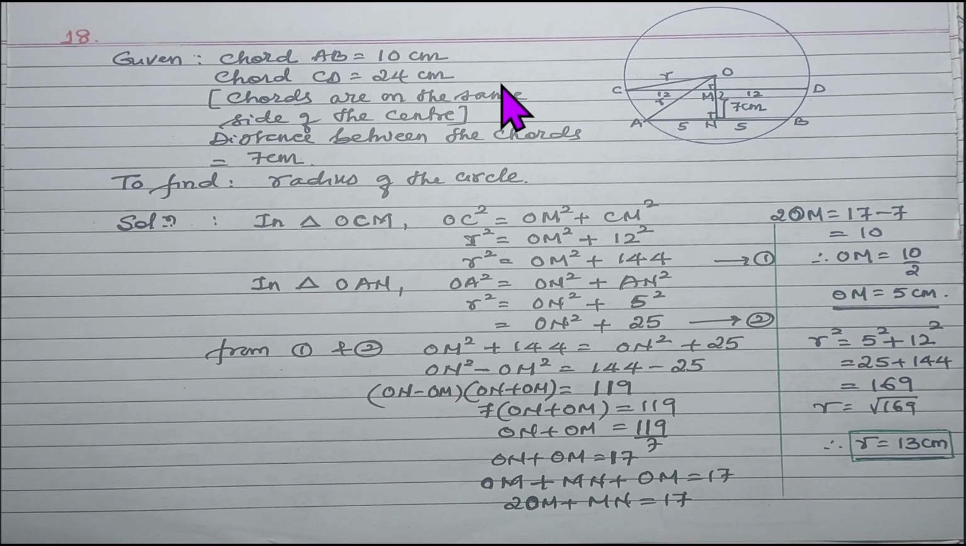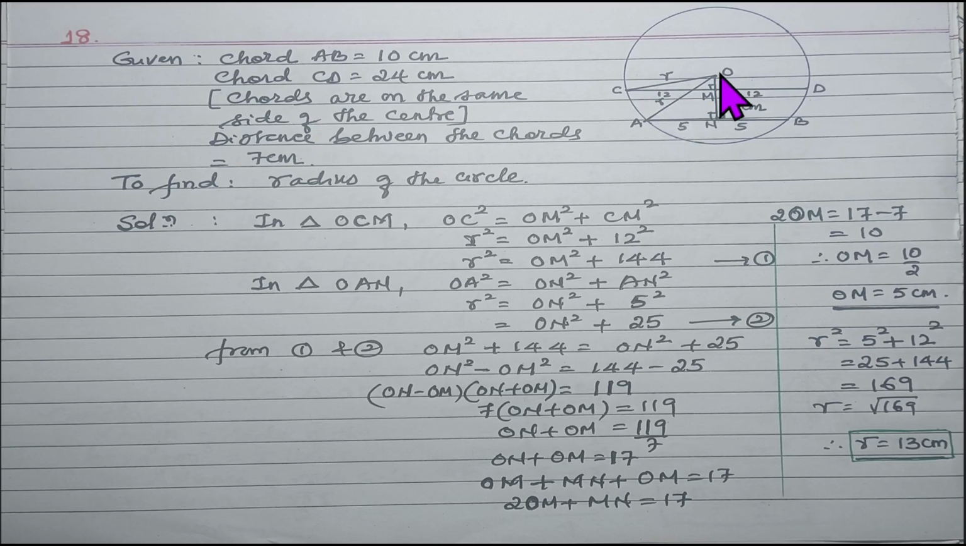Now the next example is, we are given a chord AB of 10 centimeters, that is AN is 5 and BN is 5, that is N is the midpoint, so AB is 10 centimeters. Chord CD is 24 centimeters and M is the midpoint, therefore CM is 12 centimeters and DM is 12 centimeters.